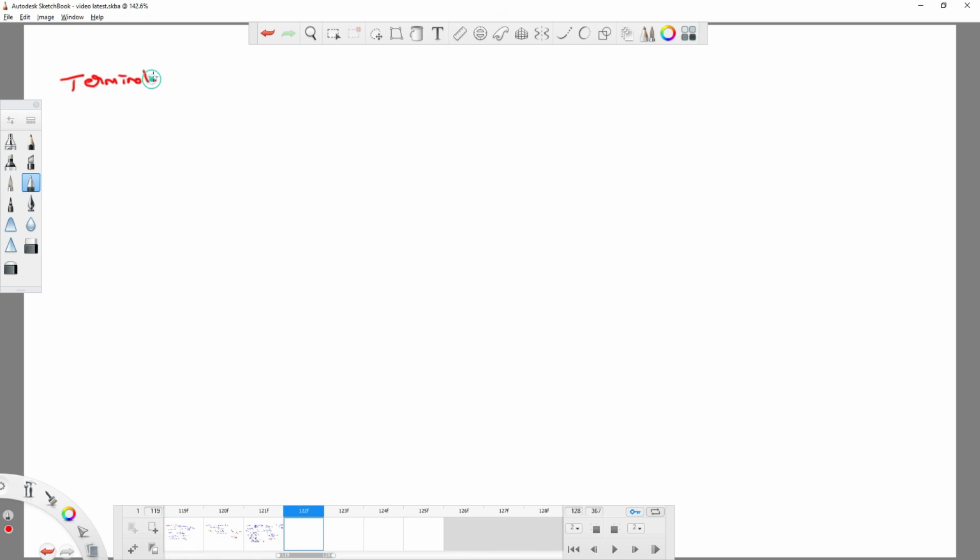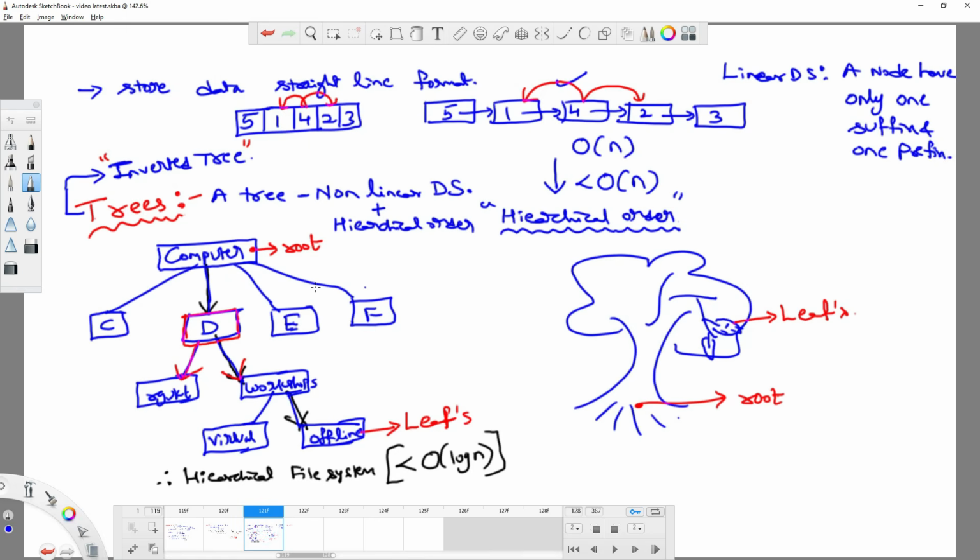Based on this, I will introduce some tree terminologies. Observe the same thing, the computer diagram, the hierarchical file system I mentioned here. Can I write something like this? Computer I am naming 1, C I am naming 2, D 3, E 4, F 5, and the remaining folders 6, 7, 8 and 9. To avoid complexity in further explanation, I am just giving short names. So this is also a kind of tree. Am I right or not?